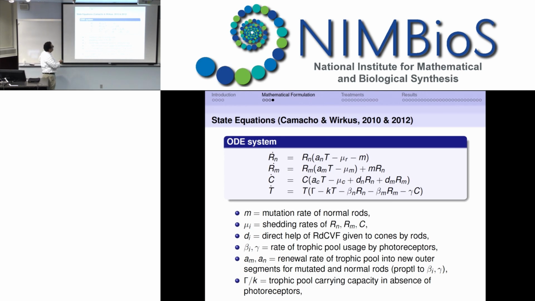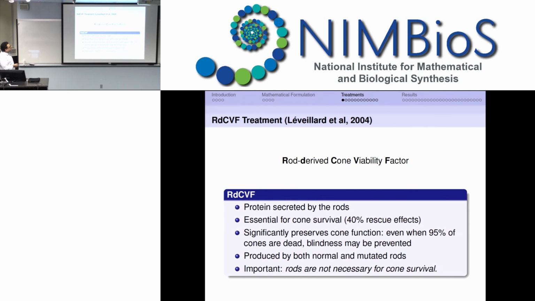Sure, yeah, it's bilinear, that's right. Okay, all right, so for the RDCVF, these are proteins secreted by the rods. They're essential for cone survival. The experiments from 2004 demonstrated that there's a 40% rescue effect, and it significantly preserves the cone function, even when 95% of the cones are dead and blindness may be prevented. It's produced by both normal and mutated rods. And one of the key outcomes from this experiment is that rods were not necessary for cone survival. If injected directly to the cones in the absence of rods, the cones would still survive.